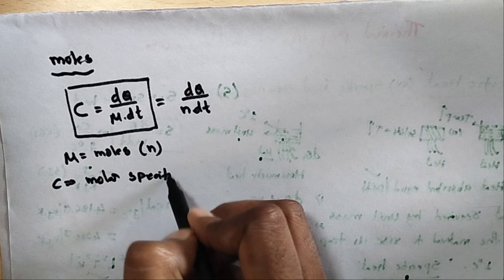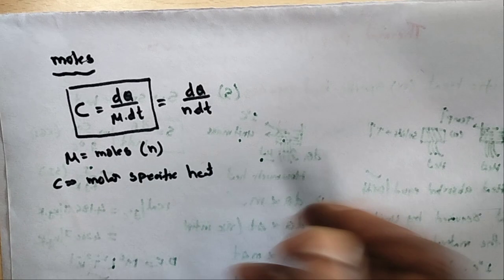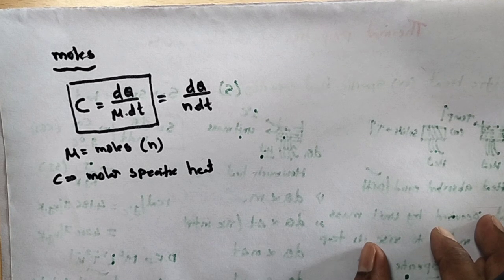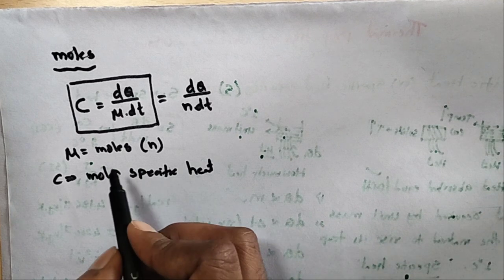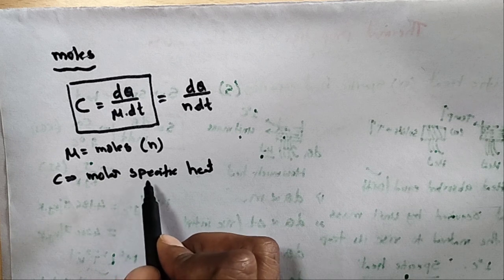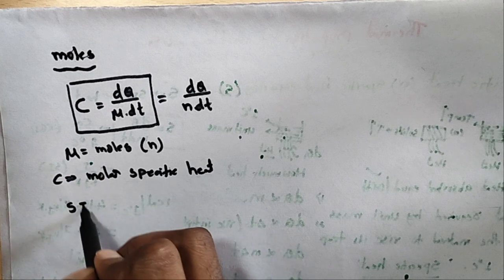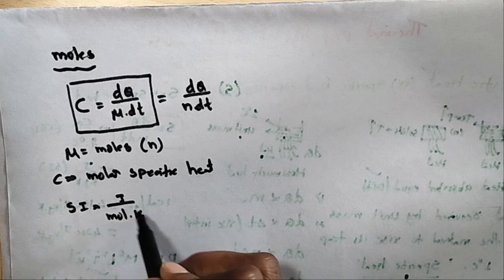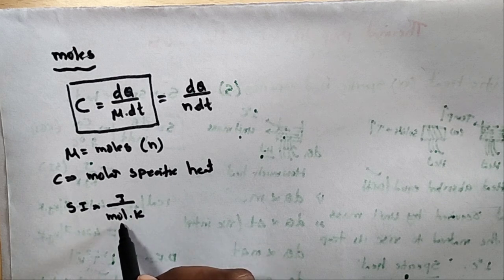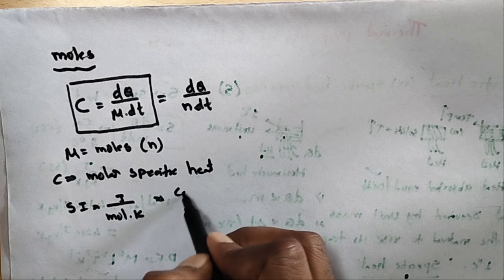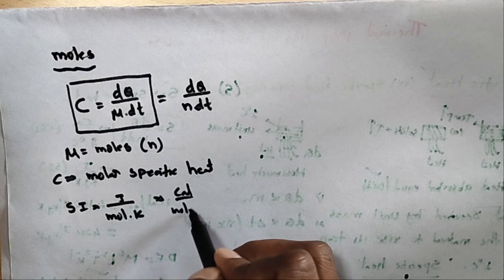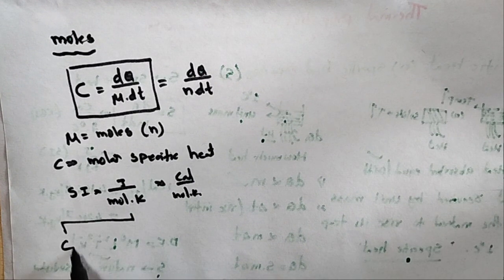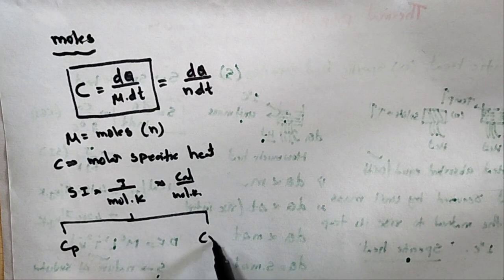Especially in gases, the molar specific heat depends on the nature of the substance and temperature. The SI unit is joule per mole Kelvin, with kg replaced by moles, or calorie per mole Kelvin. There are two specific heats: one is Cp, another is Cv.